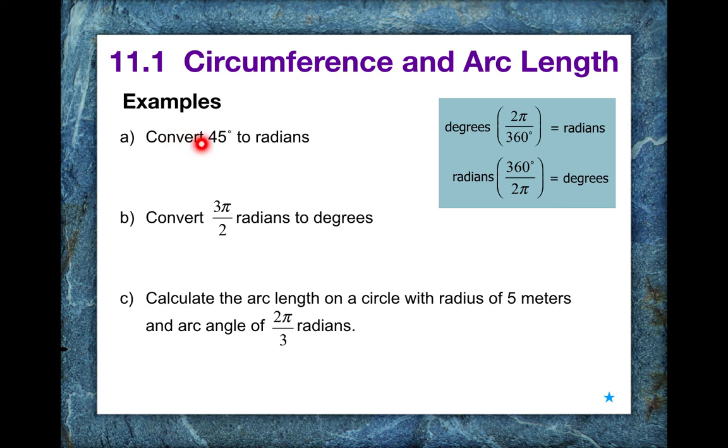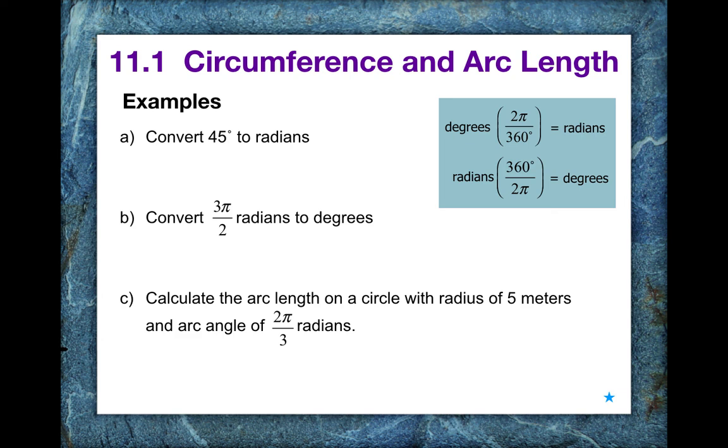So I would like you to do a conversion of 45 degrees to radians. You just plug in 45 degrees and you come up with radians. I'll let you do that on your own. The same for part B. Convert 3 pi over 2 radians, so that's 3 over 2 pi, to degrees using this formula.